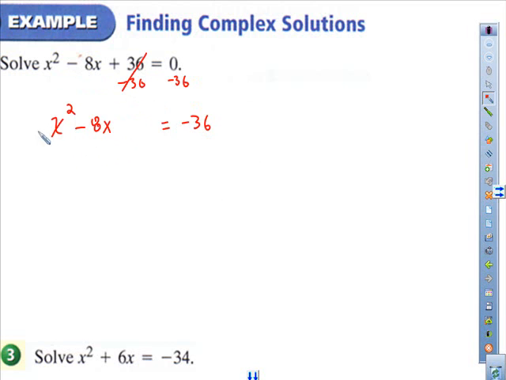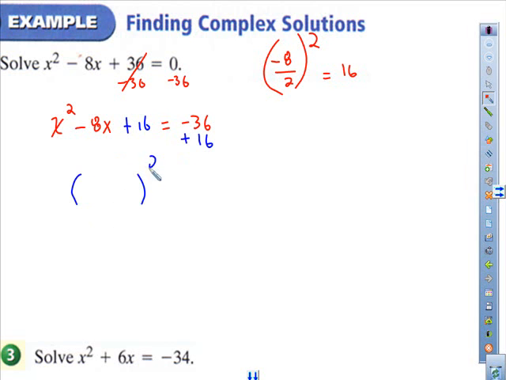Now you want to check, is a positive 1? Yes, it is. So now you complete the square. So take whatever b is, negative 8, divided by 2, and then square it. So negative 8 divided by 2 is negative 4 squared. So that'll give you positive 16. So we're going to add 16 to both sides. Alright.